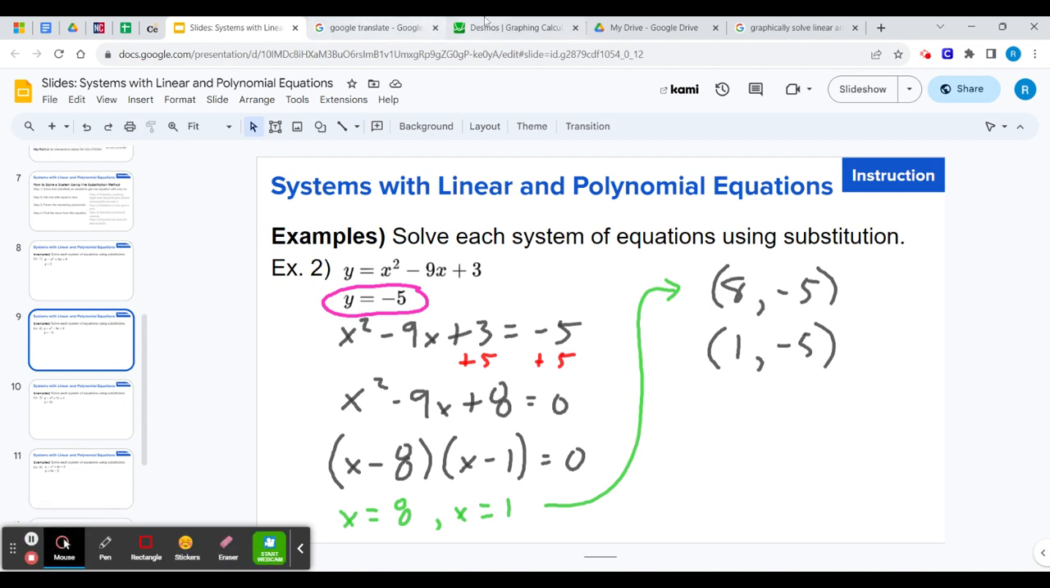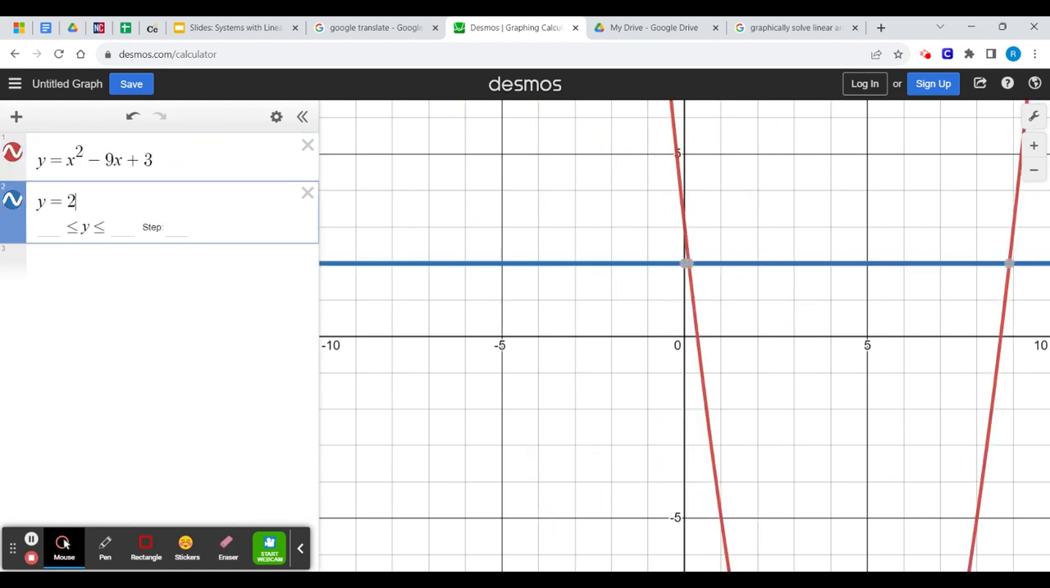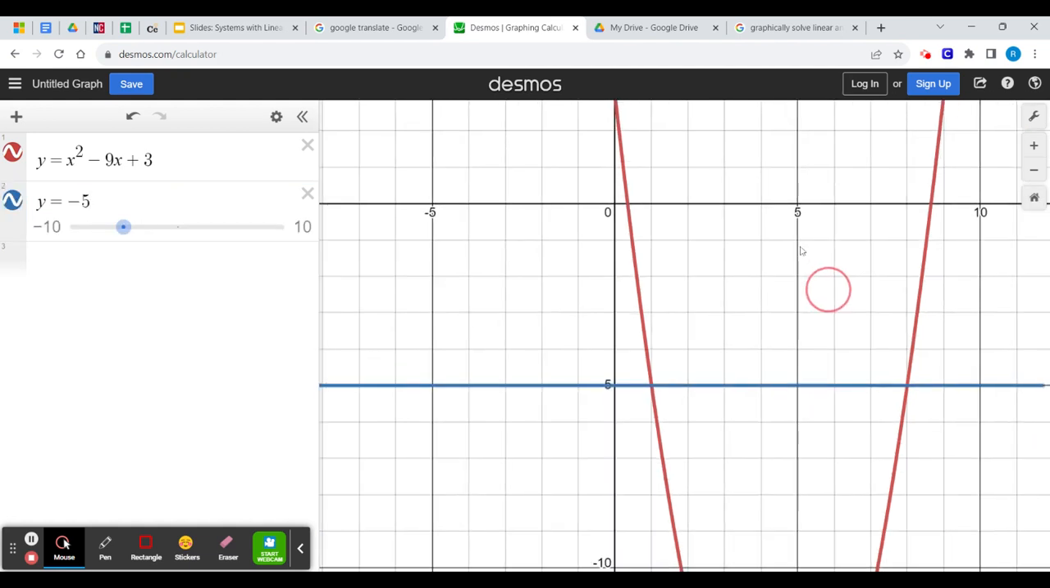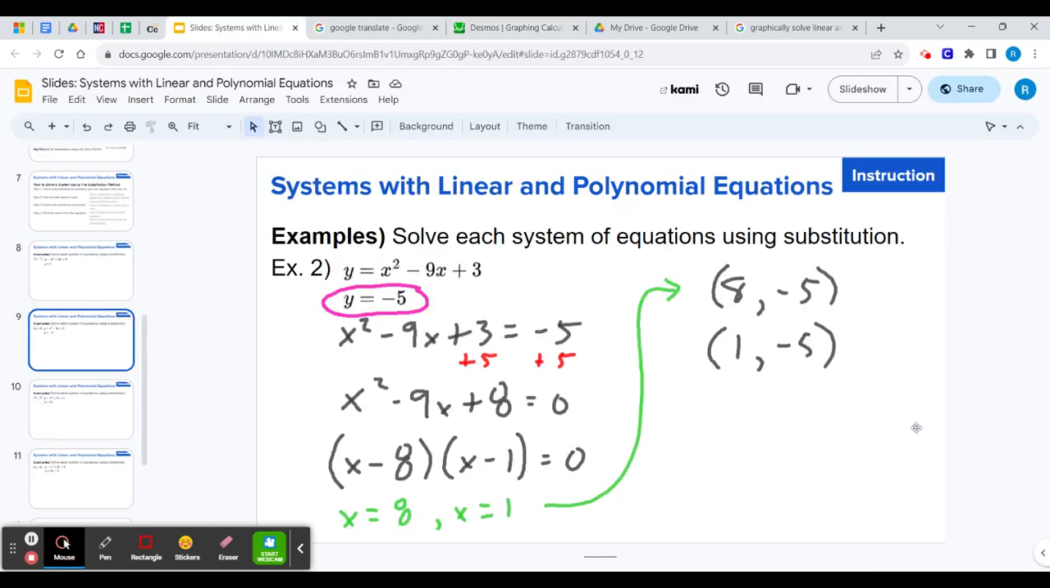Let's go check that out in Desmos. So x squared minus 9x plus 3, and y equals negative 5. And if I move to those intersection points on our graph or click on a line, we see 1, comma, negative 5, and 8, comma, negative 5. That indeed matches what our solutions were there.